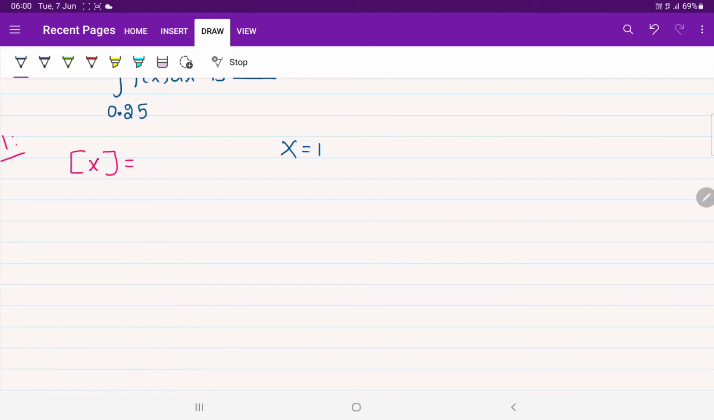If x is defined as 1, then the integer value, the closed interval of x, should be less than or equal to x. But it should be an integer. If x is an integer, then you can directly take that value. If x is not an integer, then choose the nearest less than integer value. Like if x is given as 1, then directly you can take the closed interval of x also equal to 1.